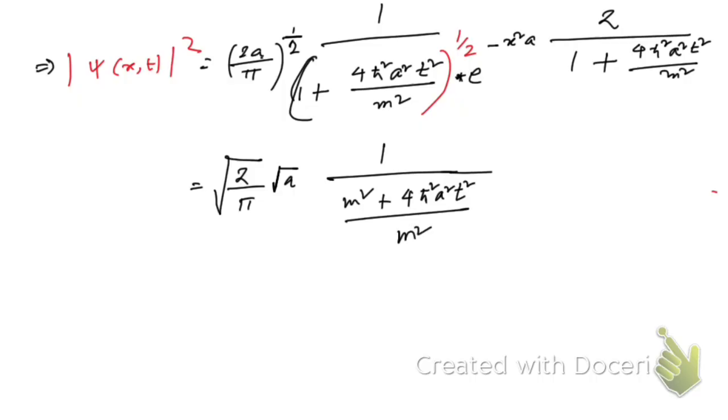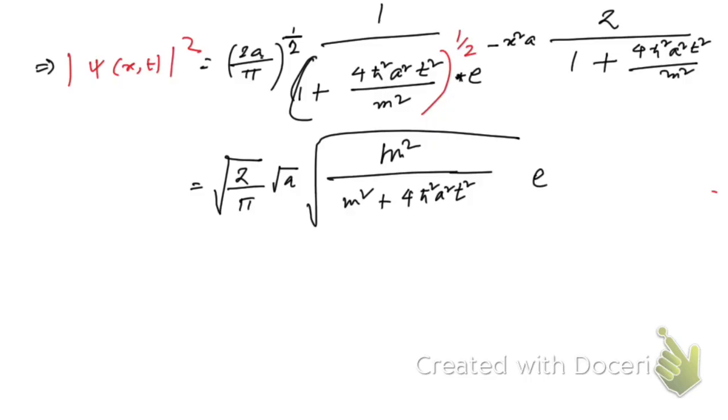Okay, square root of this, and so it can be written this way. So instead of writing m square here, we can write the m square here directly. Okay, so that's what we can do.